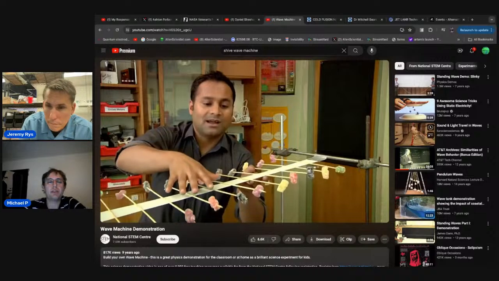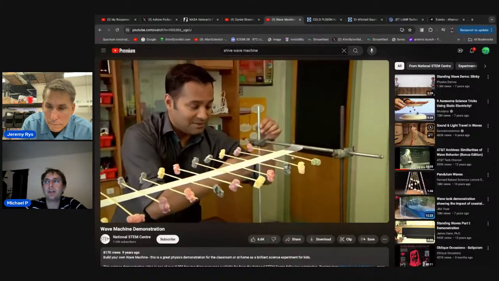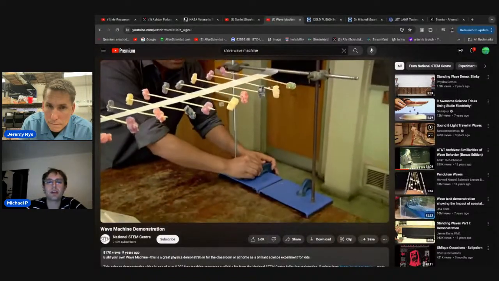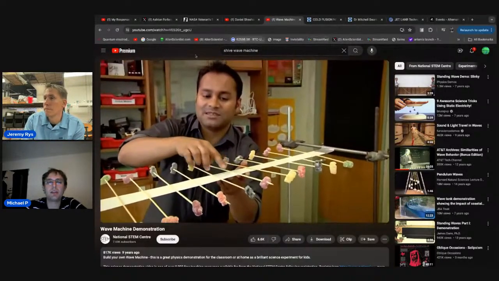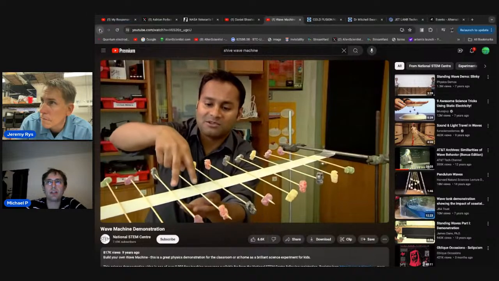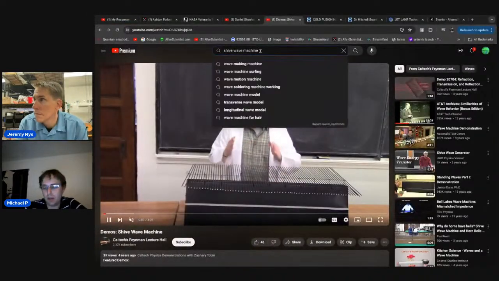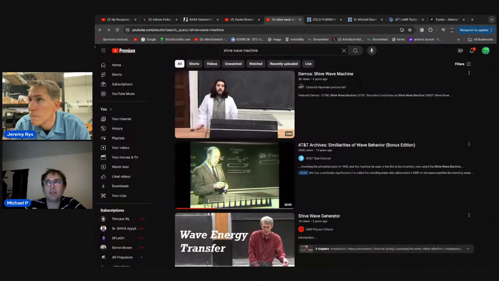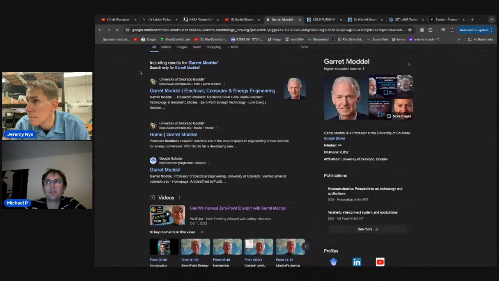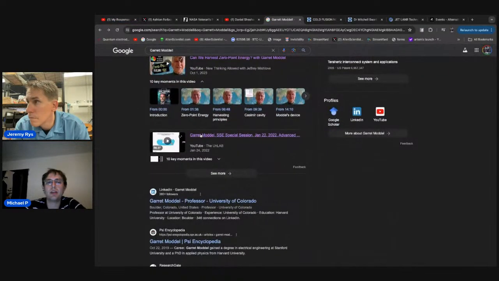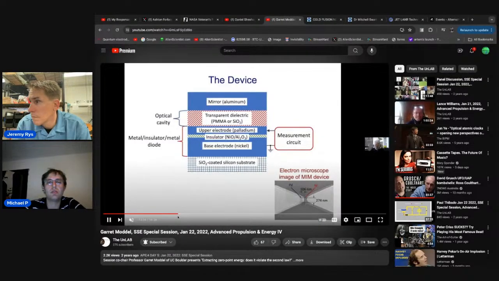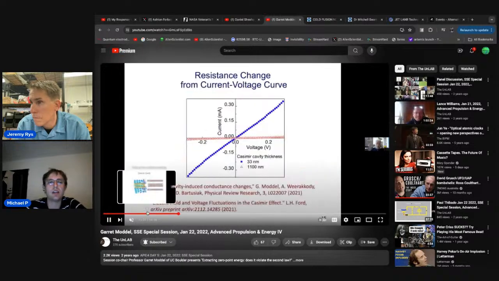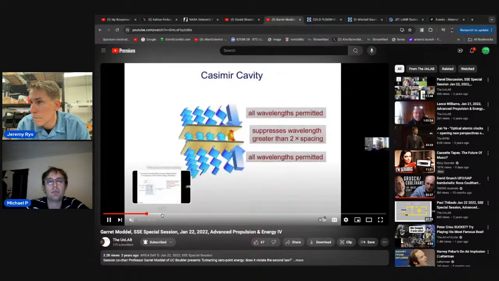there's a bunch of different ways that do this. Like Garret Moddel's got this metal insulator metal diode with a Casimir cavity, and that biases the metal insulator metal diode so that it converts thermal energy into electrical energy, supposedly. We will see. I think Garret Moddel's original device was made of aluminum and titanium or something. So with those sorts of materials, it's very difficult to completely get rid of oxidation as a source of energy. Yeah, here there's the Casimir gap on one side of it.